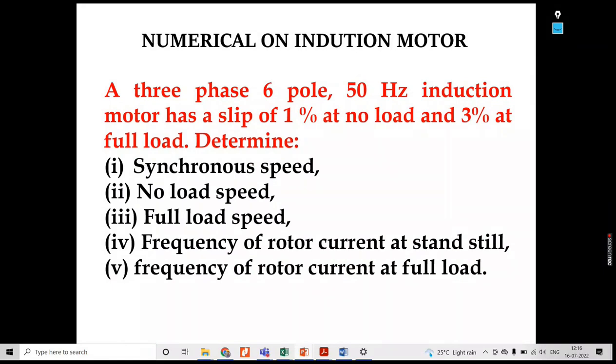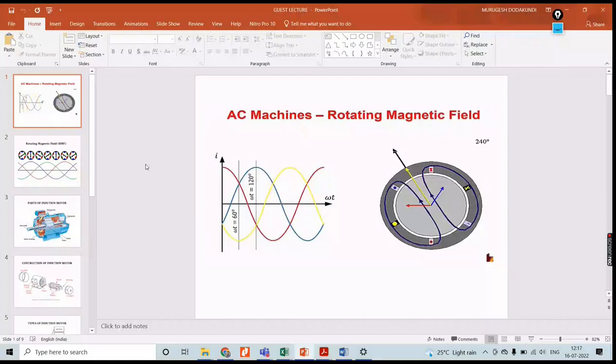A 3-phase, 6-pole, 50 Hz induction motor having a slip of 1% at no load and 3% at full load. Determine the synchronous speed, no load speed, full load speed, the frequency of the rotor at standstill, frequency of the rotor at full load. These things you can concentrate on.